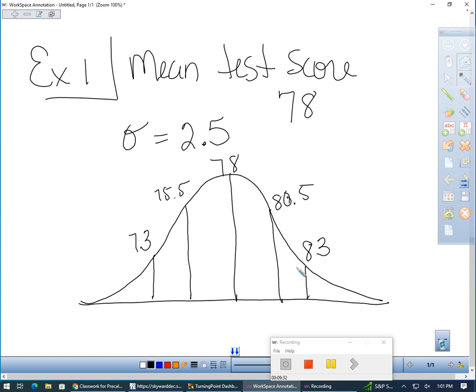Okay? Let's put one more standard deviation in here. So if I add another 2.5, I get 85.5. And on this side, if I subtract 2.5, I would get 70.5. So this is saying that with only a standard deviation of 2.5, 99.7% of my scores were between a 70 and an 85.